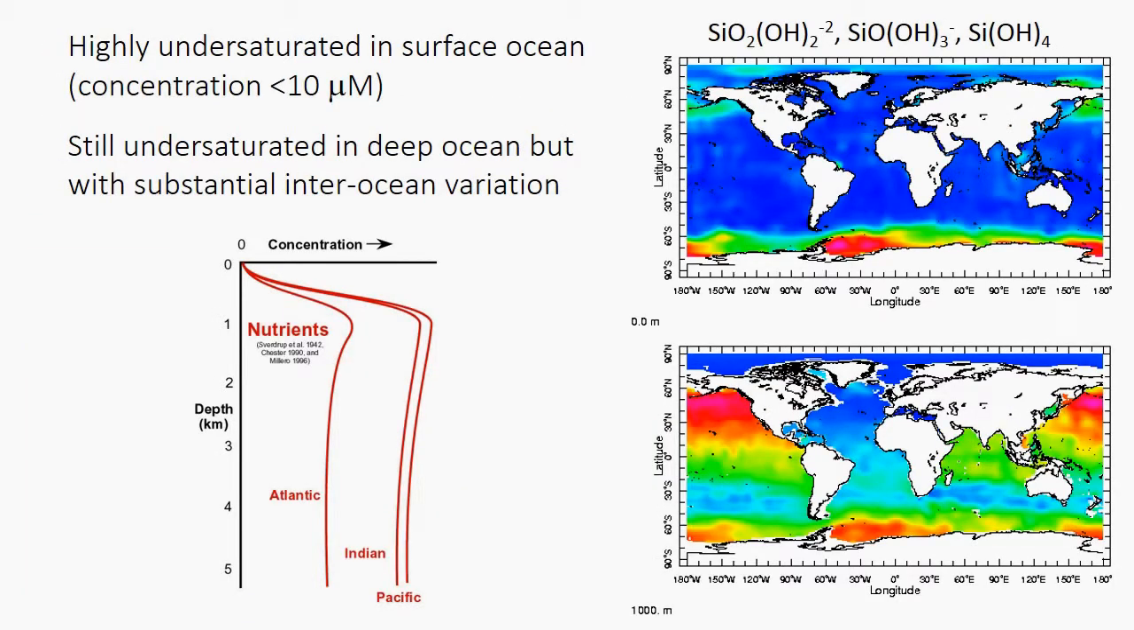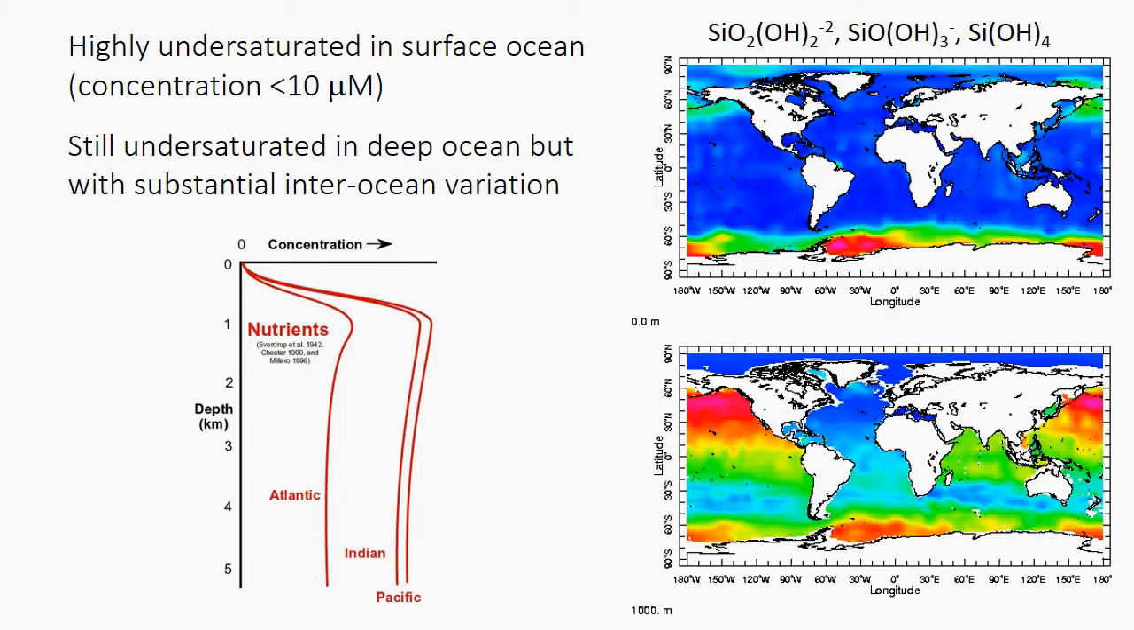So silica is highly undersaturated in the surface ocean. In the upper figure on the right, silica concentrations are basically zero in most regions. It's a little bit higher around Antarctica, the green and reddish colors. The concentration of silica is so low in the surface ocean because it acts as a nutrient element. Radiolarians and diatoms just suck it up so rapidly that they completely deplete the surface ocean concentrations of silica.